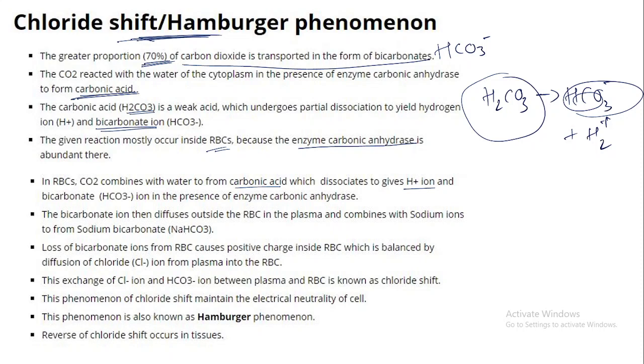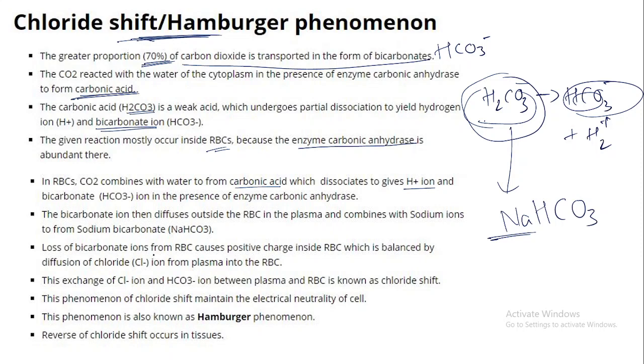What happens here? The bicarbonate ion that is formed, HCO3, goes out of the RBC and combines with sodium ions to form NaHCO3, sodium bicarbonate. Now, the loss of bicarbonate: I told you that HCO3 keeps going out, because it has to combine with Na to form sodium bicarbonate.